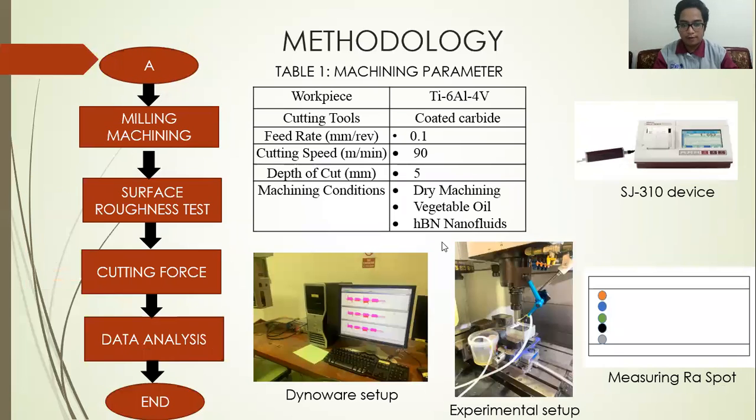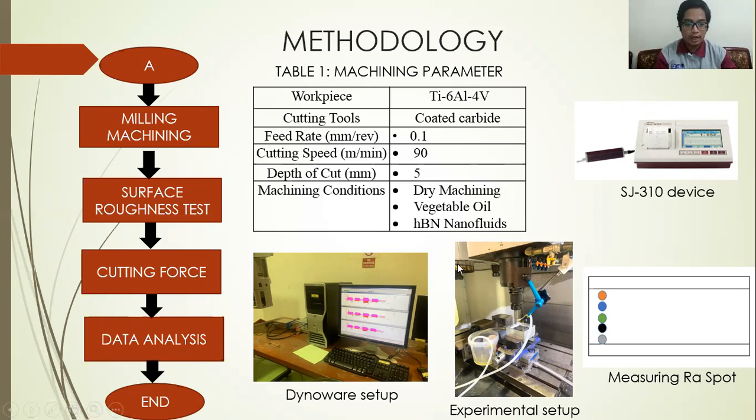Next, after the preparation of the cutting fluid, we go to the milling machining with these parameters. The cutting tool that is going to be used is carbide, and the feed rate is 0.1 mm per revolution. Cutting speed is 90 meter per minute, and the depth of cut that is going to be used is 5 mm. There are 3 machining conditions that are going to be done. First is dry machining, second is vegetable oil, and third is with the HBN nanofluids that have been prepared.